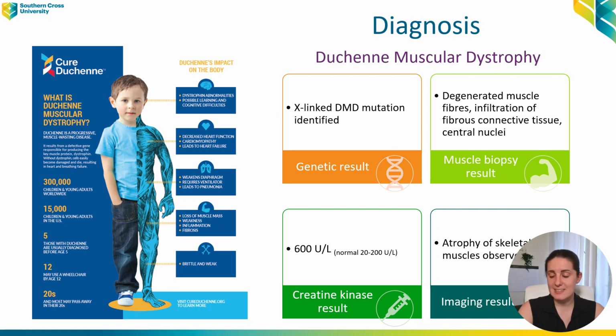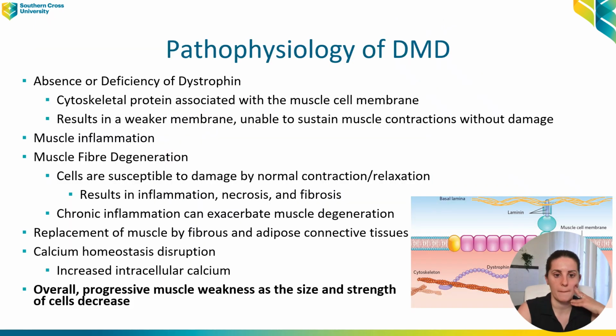So that's an X-linked mutation, and it's going to lead to degenerated muscle fibers, infiltration of fibrous connective tissue, and central nuclei like we just saw. You're also going to be able to detect it with a creatine kinase result, and yeah, have abnormal imaging.